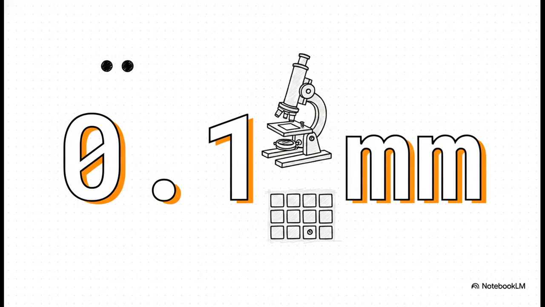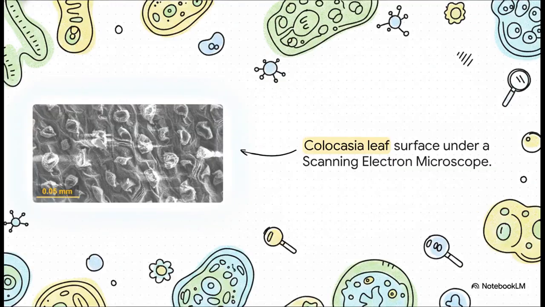And since a typical cell is way smaller than that, we absolutely needed the invention of microscopes, like the one Robert Hooke designed back in 1665, to finally crack open this hidden world and see these tiny box-like compartments he named cells. And looking at a microscopic view of a simple colocasia leaf brilliantly illustrates what we've been missing all those centuries. Under a scanning electron microscope, a smooth green leaf transforms into this incredibly dynamic, highly structured landscape. It really changes how you look at the world, doesn't it?